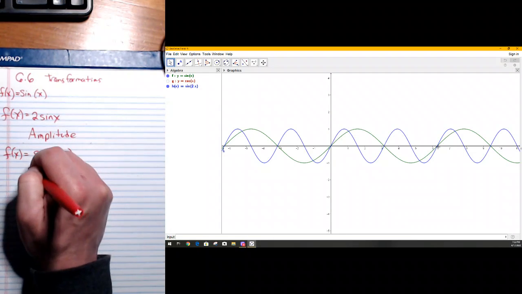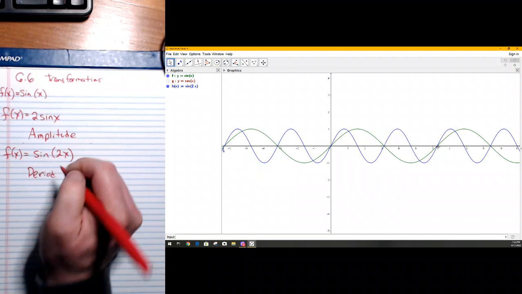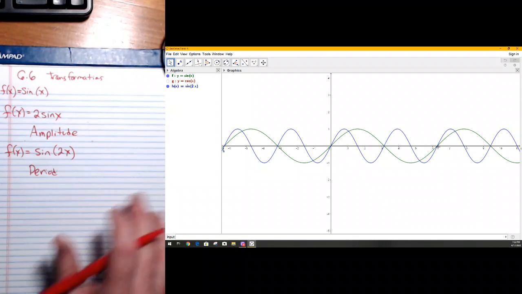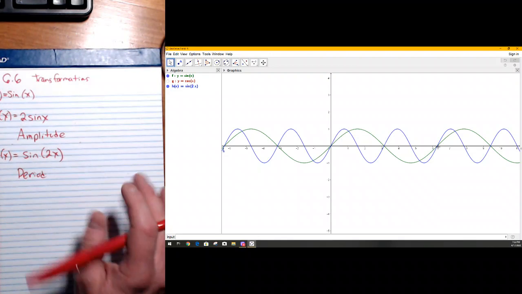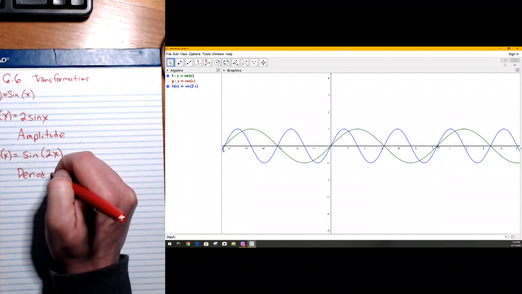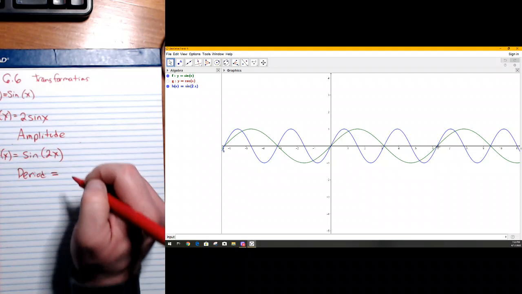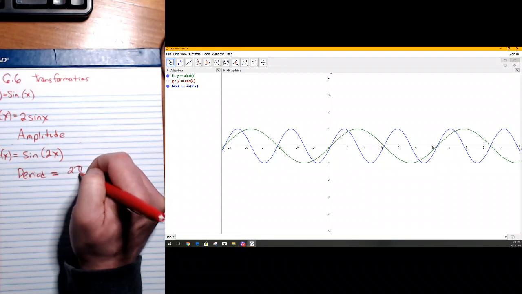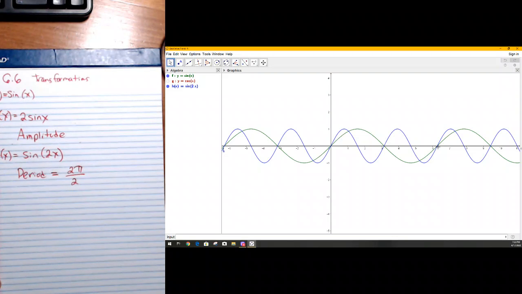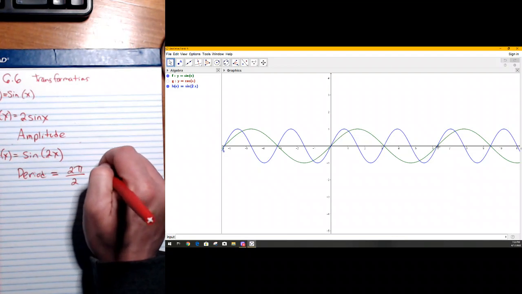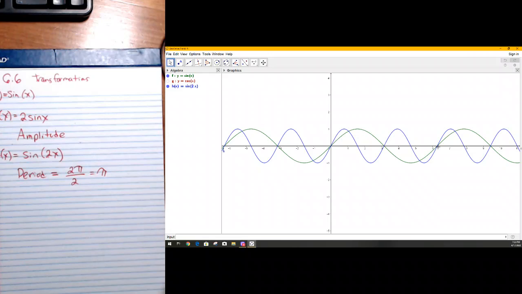This is called the period. And the period represents the number of cycles that you have over 2 pi. So now to figure out the period, that's equal to 2 pi divided by whatever value this is, which in this case is equal to pi. If we look at our graph that we have in Geogebra, it goes through a complete sine cycle in 3.14.